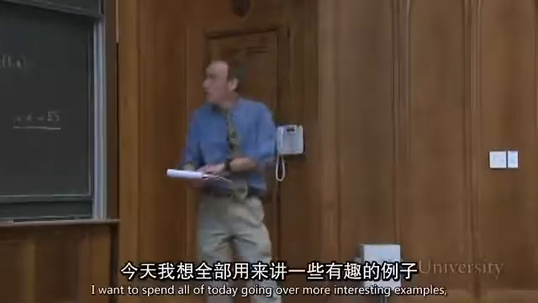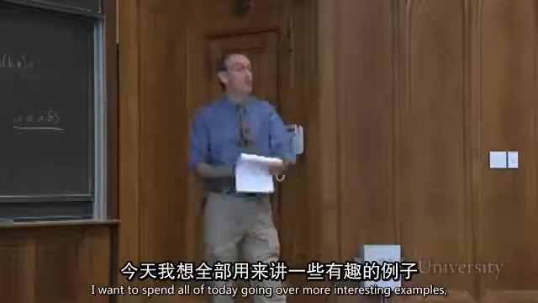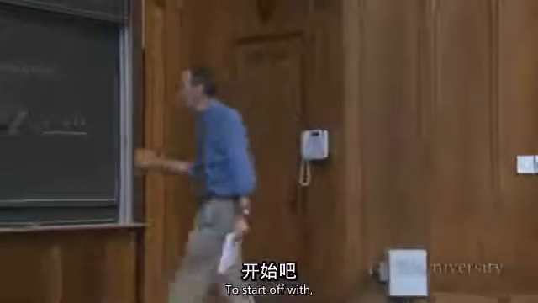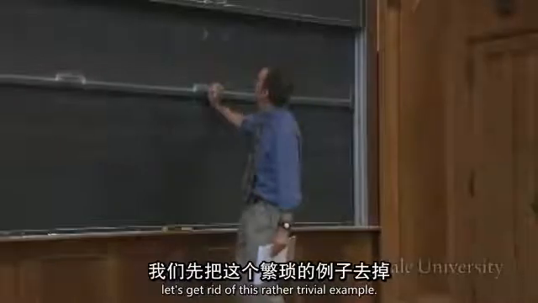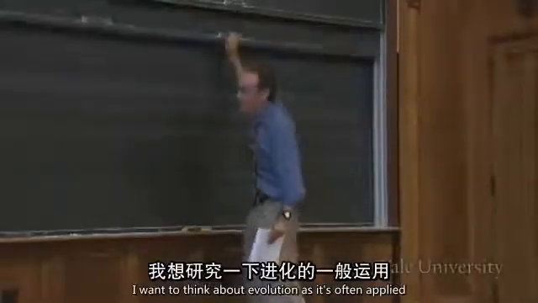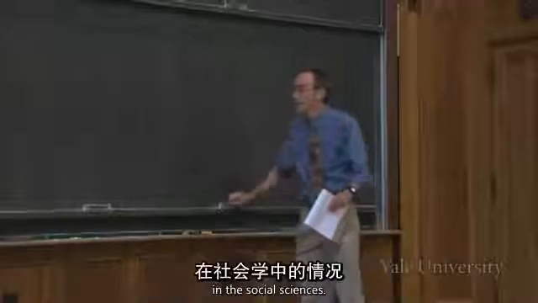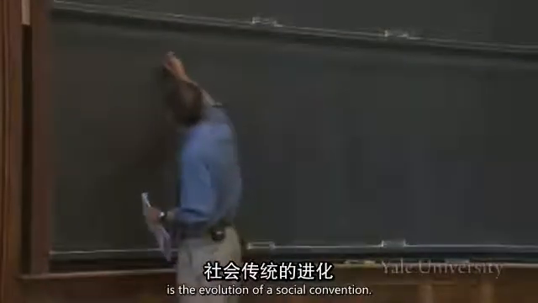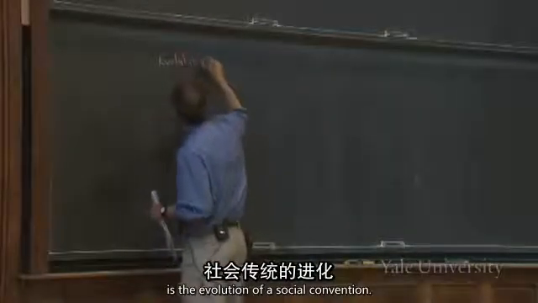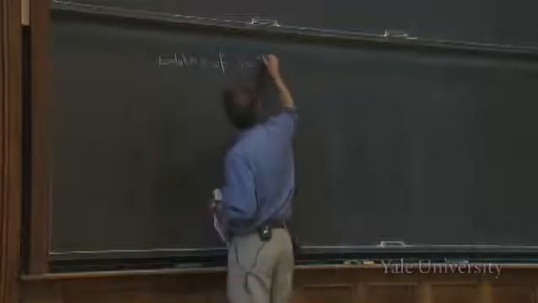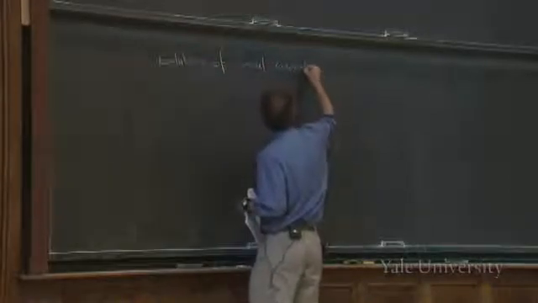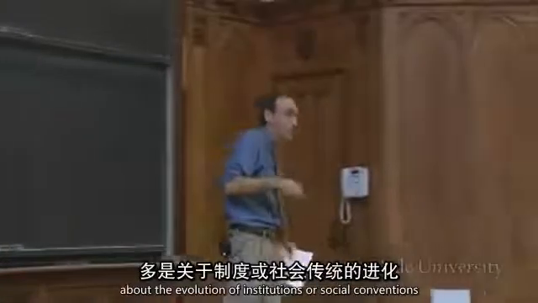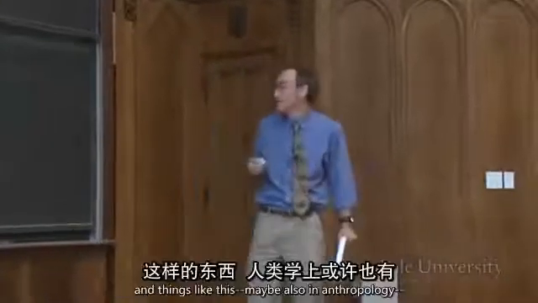All right, I want to spend all of today going over more interesting examples, so having the payoff for having invested in this last time. And to start off with, let's get rid of this rather trivial example. I want to think about evolution as it's often applied in the social sciences. So one thing you might talk about in the social sciences is the evolution of a social convention. Sometimes you'll read a lot in sociology or political science about the evolution of institutions or social conventions and things like this, maybe also in anthropology.